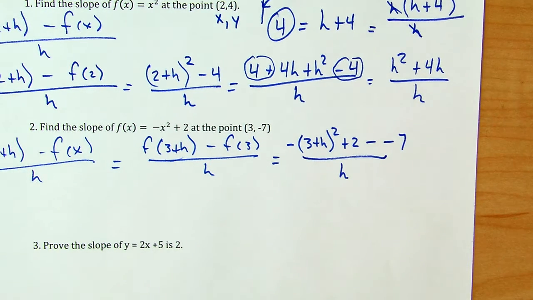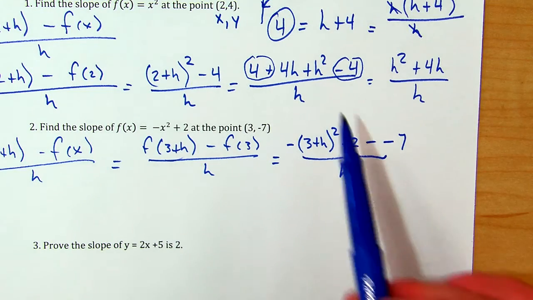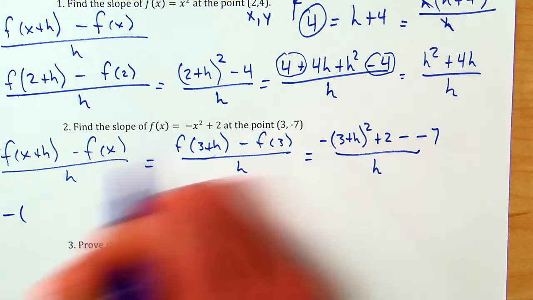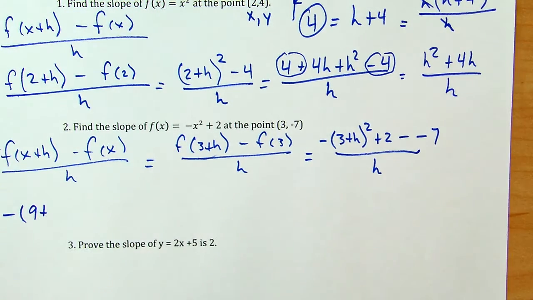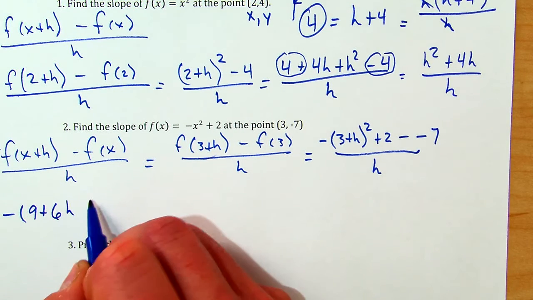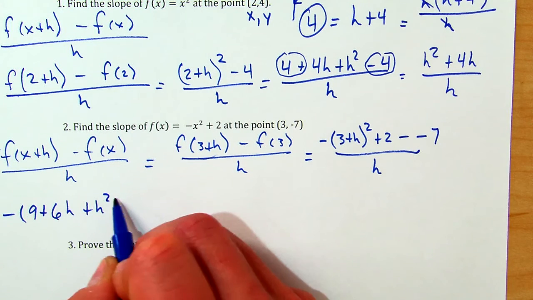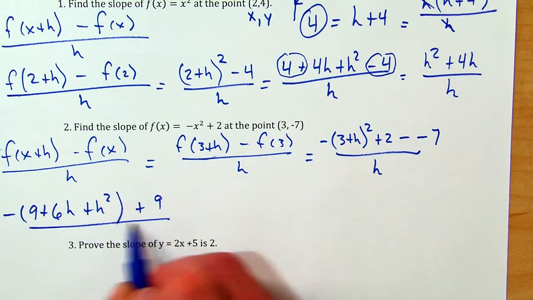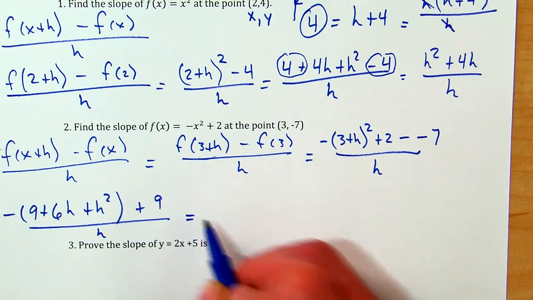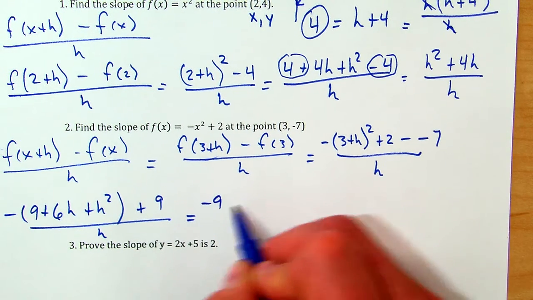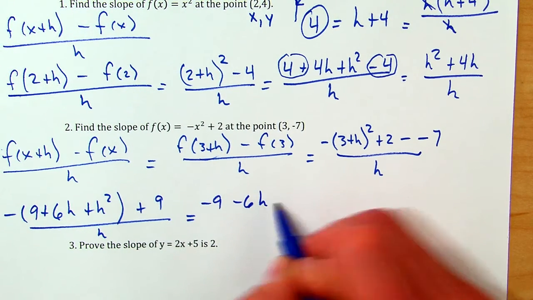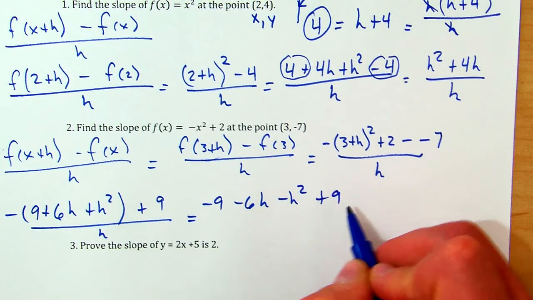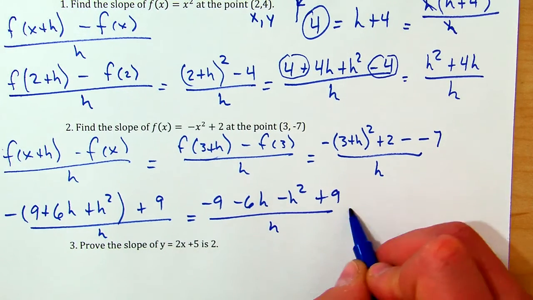Something's going to cancel out, but I have to FOIL in order to do that. When I FOIL that, I'm going to get -(9 + 6h + h^2) + 9, all over h. Now let's simplify this. Looks like -9 - 6h - h^2 + 9 over h.